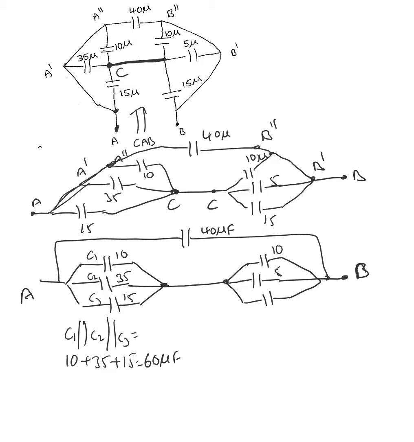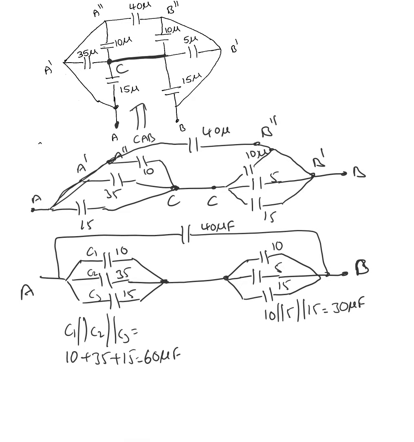So 10, 5, 15. So 10 parallel with 5 parallel with 15. What is that value? 15, 15, 30 microfarad. Now if you look at here, can I say those two are in series? So my result is going to be something like this. Here is my B, here is my A. Now I can see these two are in series, 60 and 30. So 60 series with 30.